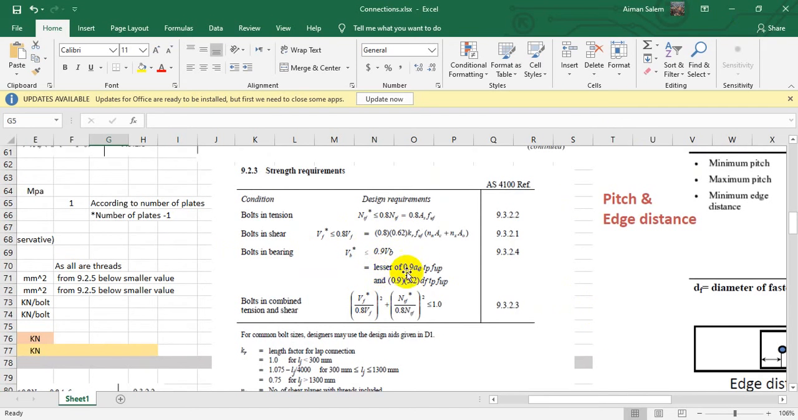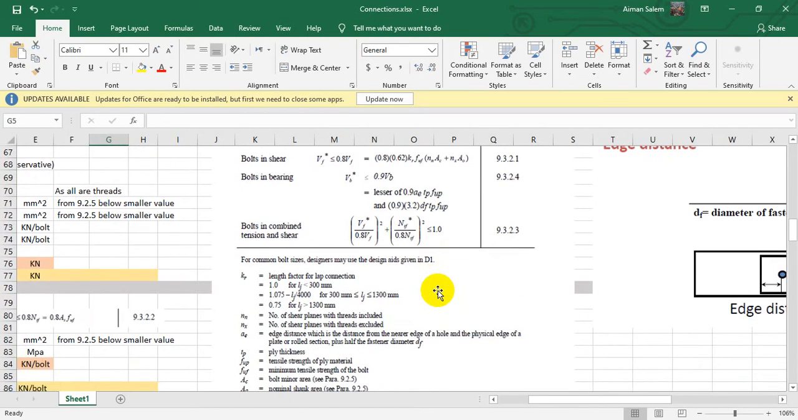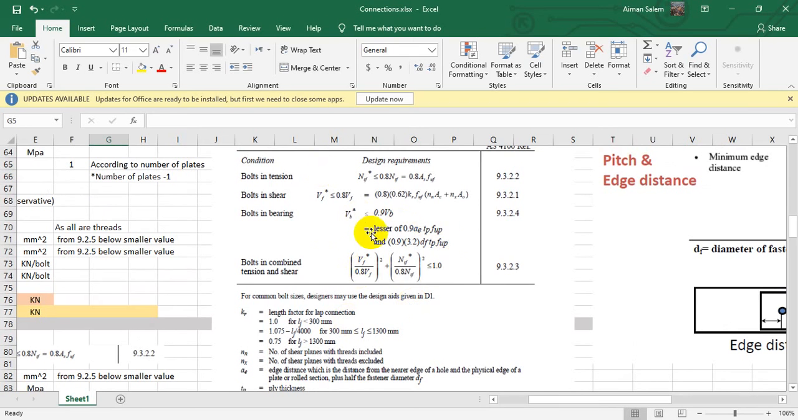And VB is actually the lesser of these two equations. One of them is 0.9 multiplied by the edge distance, multiplied by the thickness of the plate, multiplied by FUV. And FUV is actually the tensile strength of the plate material. You can get it, for example, we have 300 megapascal for our grade section, so according to the table it's 440.